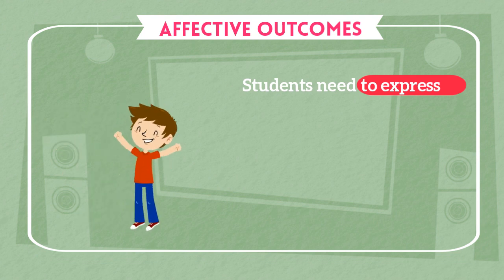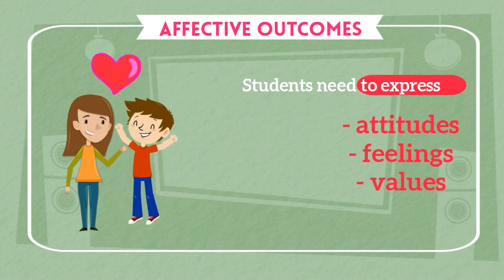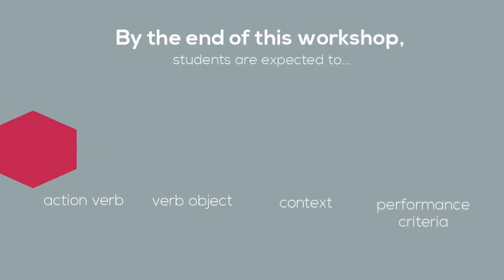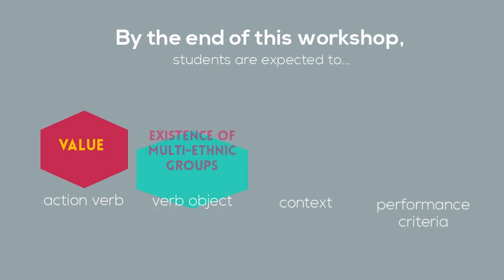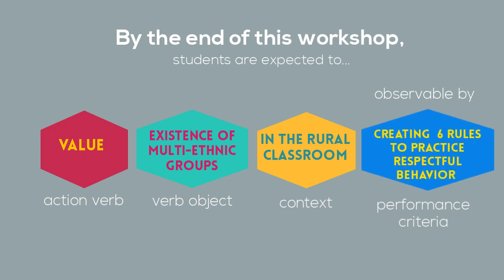For affective outcomes, such as attitudes, feelings, and values, you may want to write something along the lines of: by the end of this workshop, students are expected to value the existence of multi-ethnic groups in the rural classroom by creating a set of 6 rules to practice respectful behavior in the school.